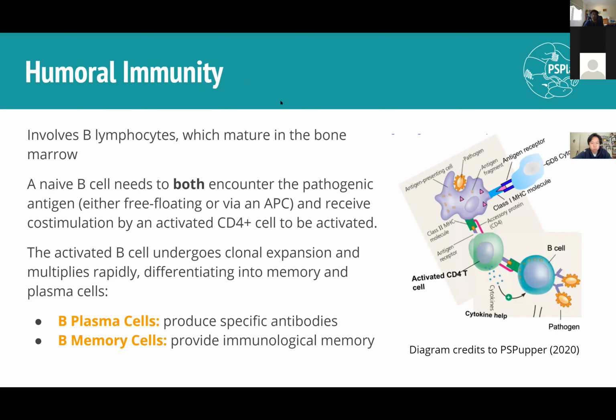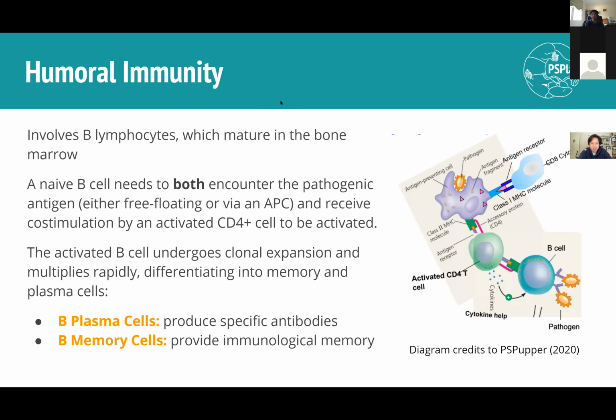All right. So humoral immunity. This is the other type. So we've got two major responses as part of the adaptive immune response. So humoral immunity involves B lymphocytes. We call them B because they mature in the bone marrow. T for thymus. So a naive B cell needs to get two things.